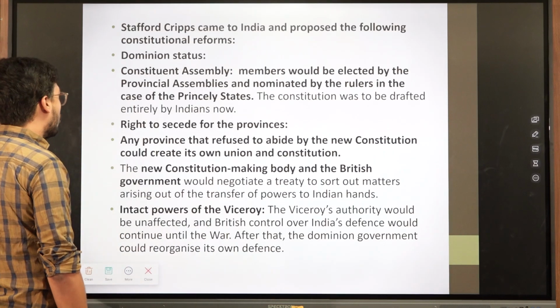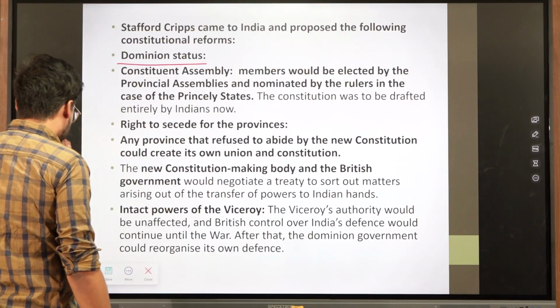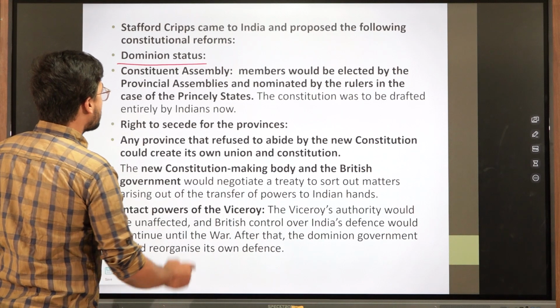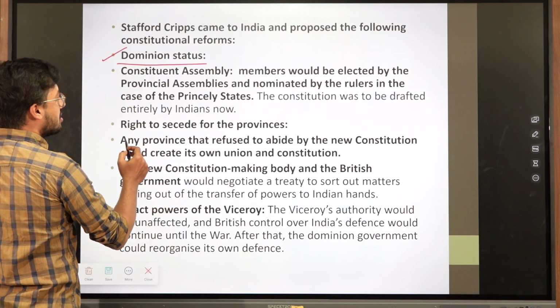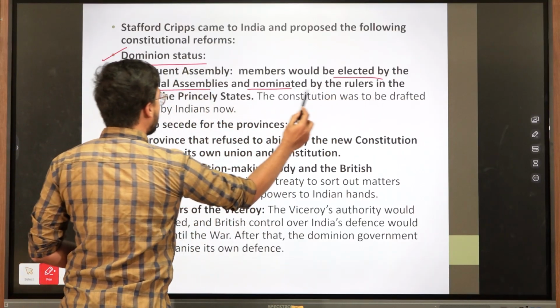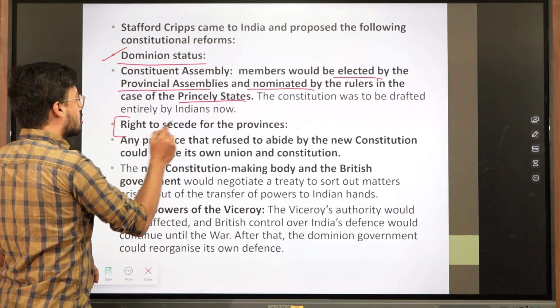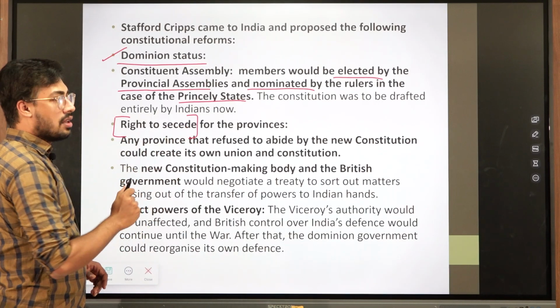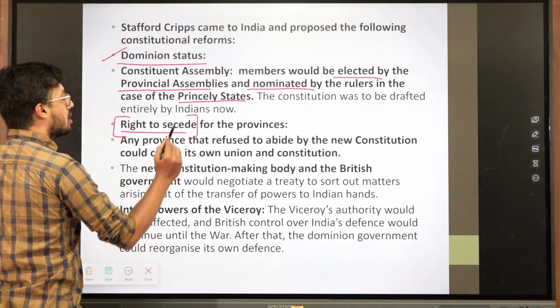Cripps mission, quick look. Dominion status. The provisions of the Cripps mission: dominion status, not complete independence, and a constituent assembly. It would have elected members from the assemblies and nominated members from the princely states, and they had the right to secede. So this was probably the only mission which explicitly mentioned this right to secede for the provinces.